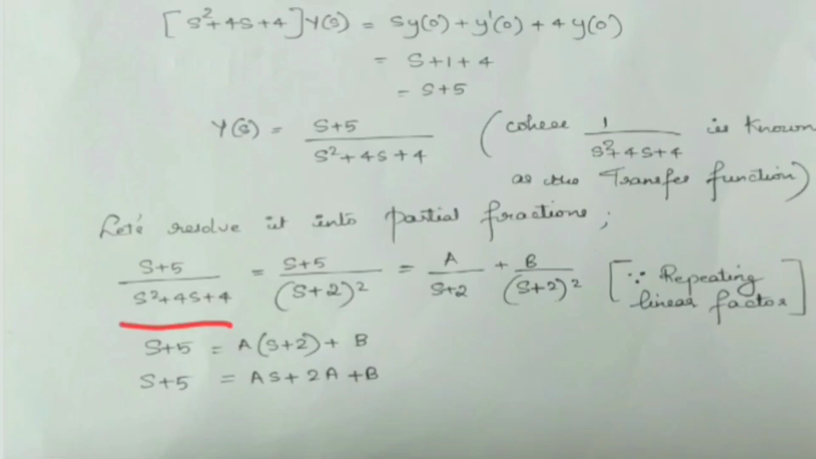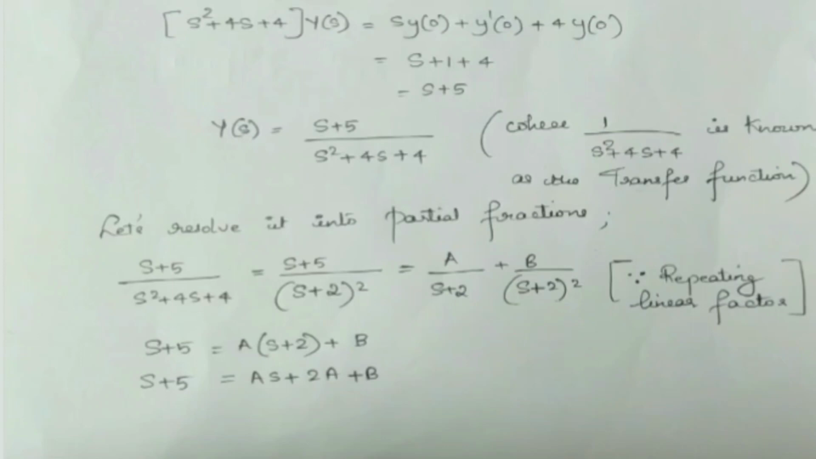So (s plus 5) by (s square plus 4s plus 4) is equal to (s plus 5) by (s plus 2) the whole square, right? Because (s plus 2) the whole square is s square plus 4s plus 4. So we can write it as (s plus 2) the whole square. Now we have a repeating linear term in the denominator. So when we have a repeating linear term in the denominator, the partial fraction takes the form a by (s plus 2) plus b by (s plus 2) the whole square.